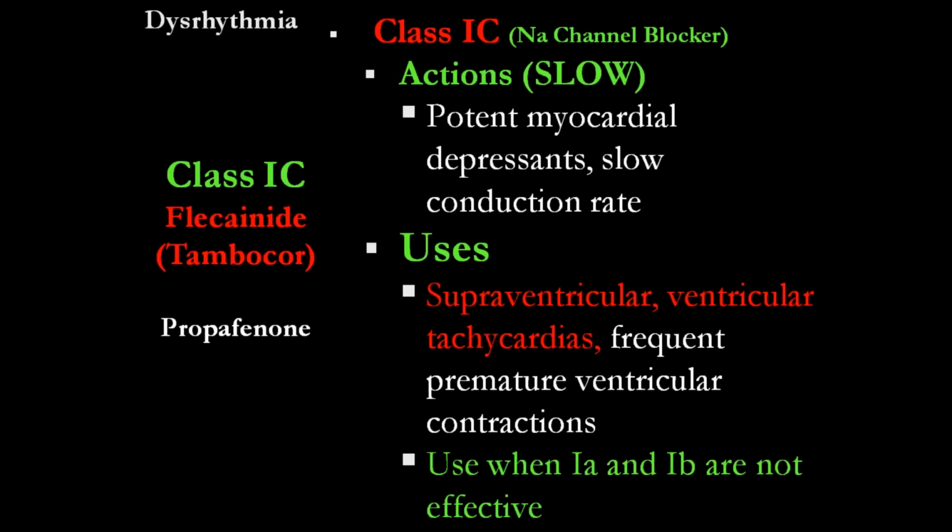Class 1C, we have the slow transporters of sodium, and 1C is flecainide, Tambocor, or propafenone. For flecainide you just need to be familiar with the name, how it sounds. And 1C is only used when 1A and 1B are not effective. When 1A and 1B are not effective, 1C is going to be used. That is flecainide, or Tambocor.